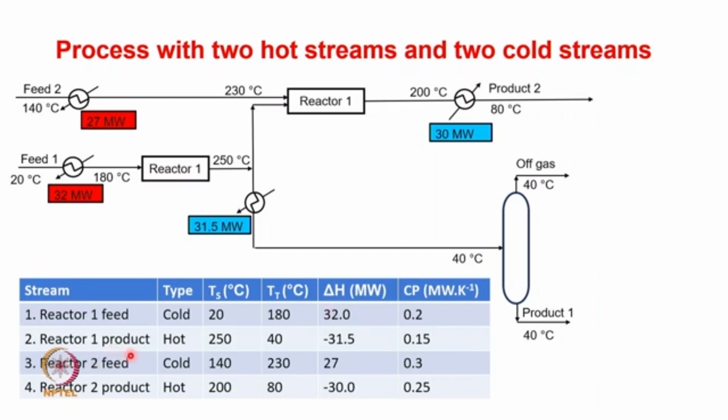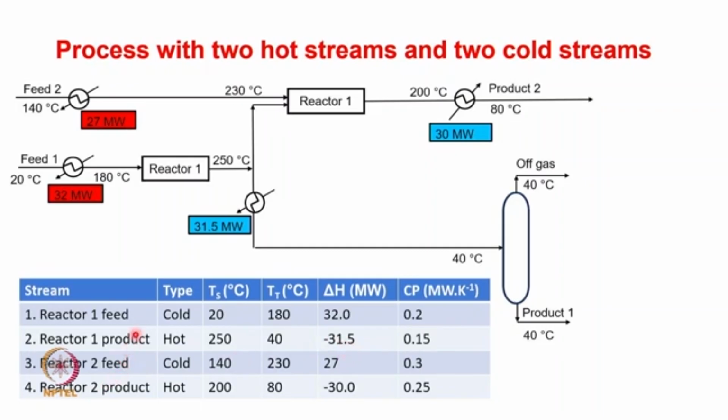And reactor 1 product is coming in here at 250, and it gets cooled down and eventually goes to 40. So by the convention delta H is negative here, and Cp is 0.15, which we can multiply with the temperature change to get the corresponding delta H.